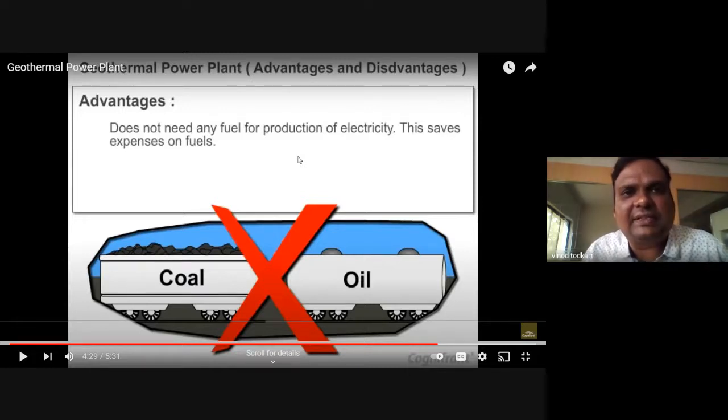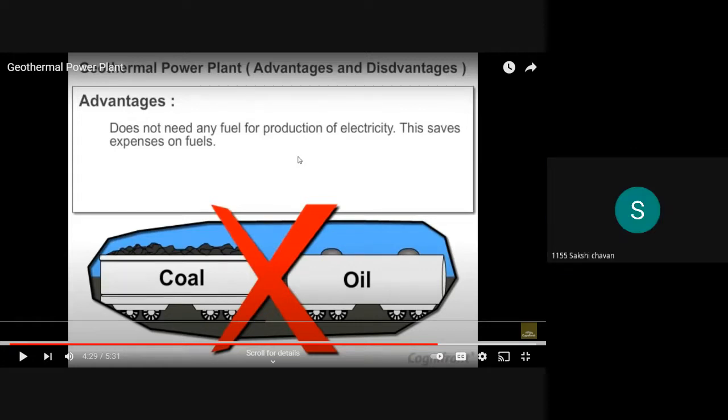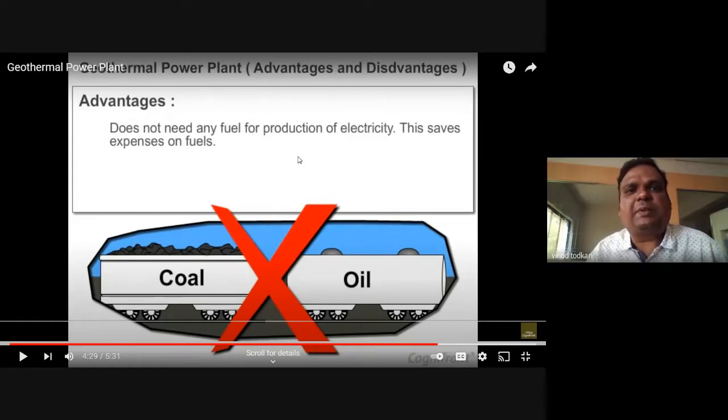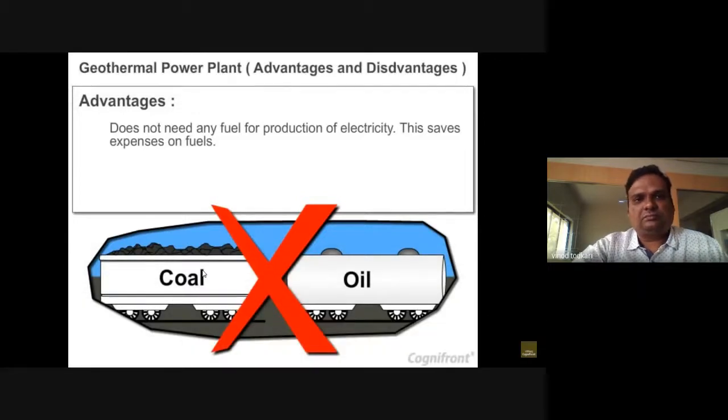Tell me very honestly, is it clear to you? Yes, sir. Can I make a statement that operating cost of all power plants which use renewable energy is very low? Can I make this statement? Yes, sir. I can do it. Right? We can say that operating cost of all power plants which use renewable energy is less. The plant does not need any fuel for production of electricity. Ultimately, this saves expenses on fuel.